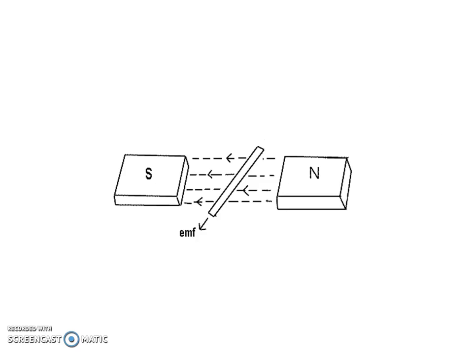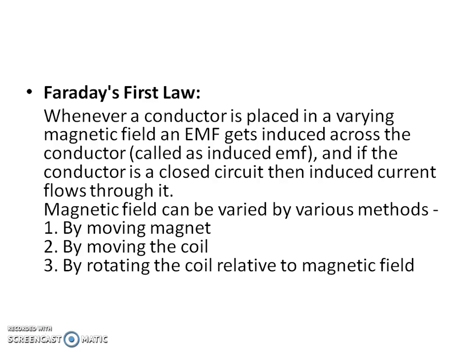Now you can see in the image how the flux and EMF appear on a conductor which is placed in the magnetic field. Faraday's law of electromagnetic induction principle is explained in two ways.